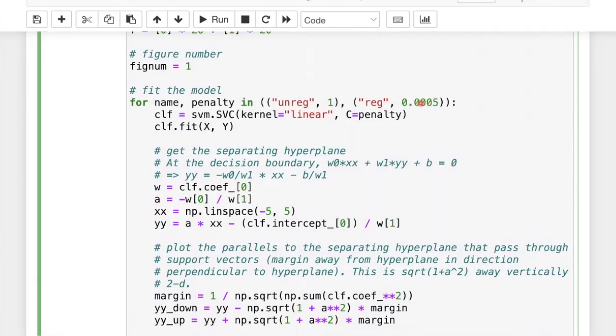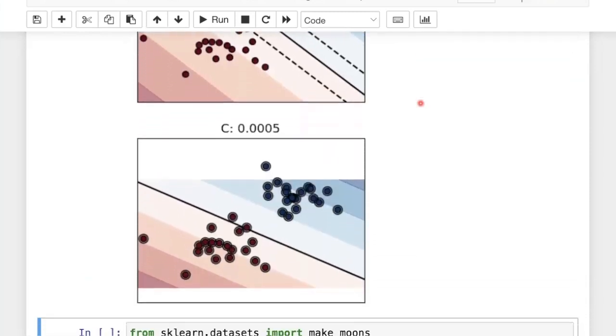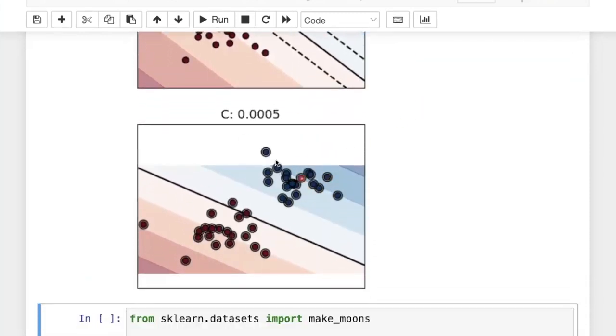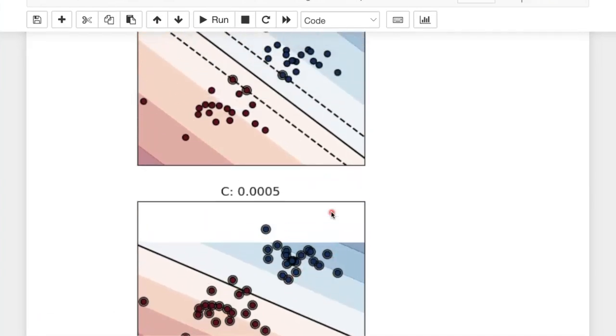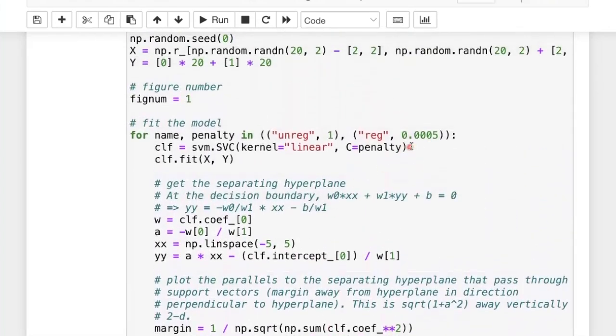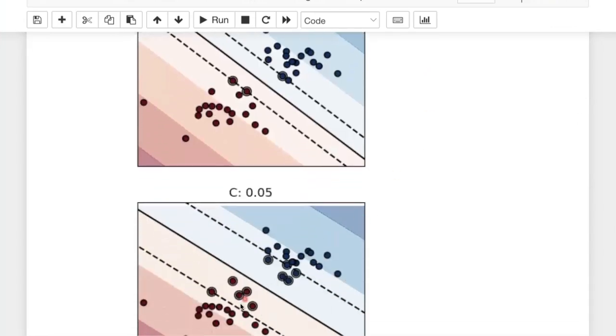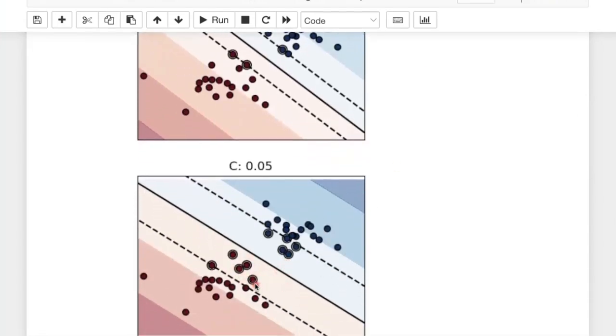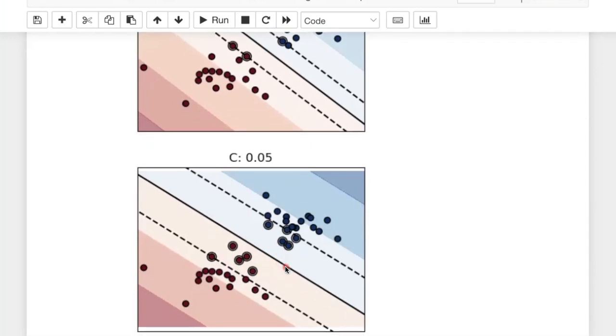What happens if I make C really, really small? Then probably we get a lot of violations. Let's see if that's the case. And you can see that, yeah, now basically all of these points are violating because they're all inside the street. And you can see that we have these circles around them. So in general, it's not a good idea to allow too much regularization, but it's a good idea to have a little bit, just to allow some room for mistakes if you really need to.